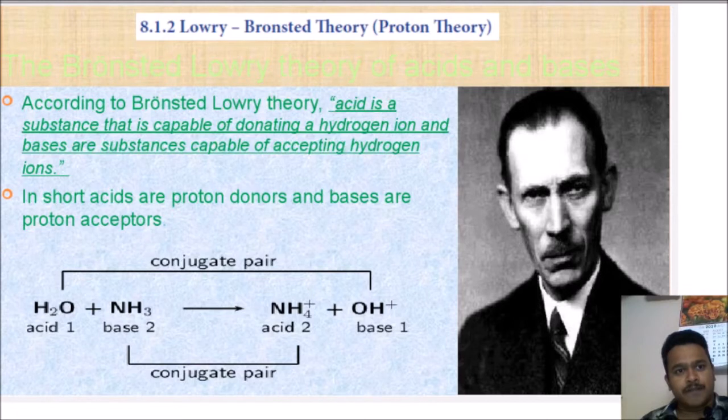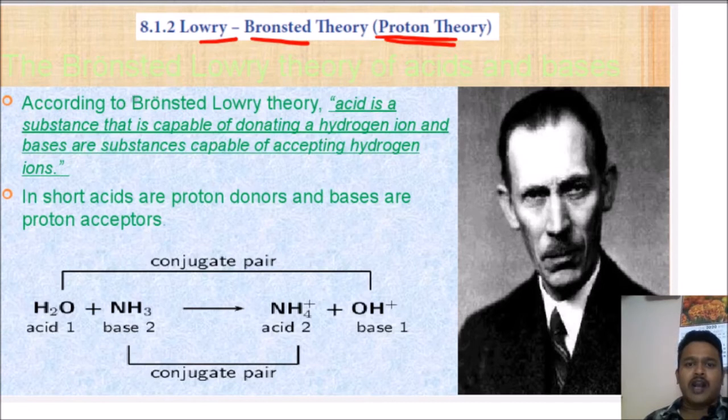Okay, next theory: the Bronsted-Lowry theory. The Bronsted-Lowry acid-base theory is otherwise also called the proton theory. According to this theory, an acid is a substance that is capable of donating a hydrogen ion, and bases are substances capable of accepting a hydrogen ion. Simply and very briefly, we are going to discuss this theory. According to Bronsted, acid means what? Acid means which can donate. Acid means H plus donor.